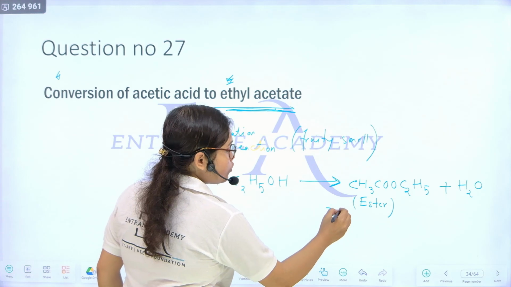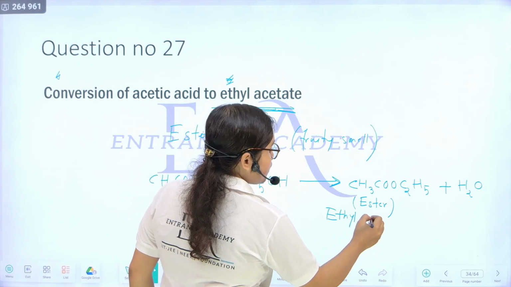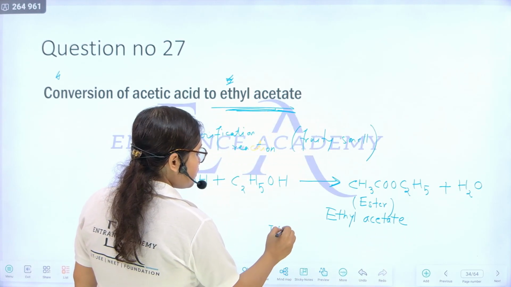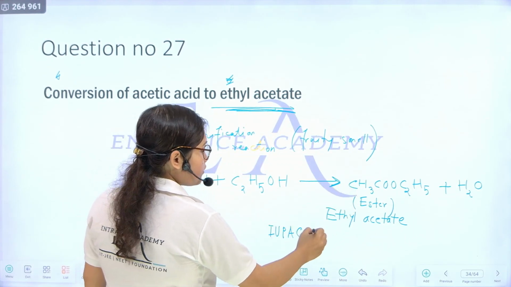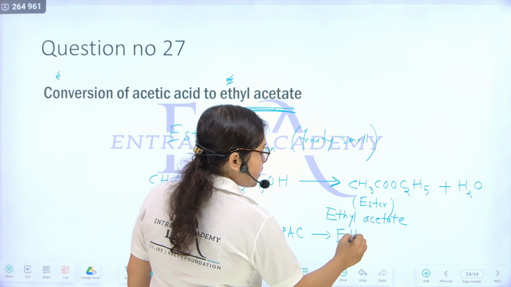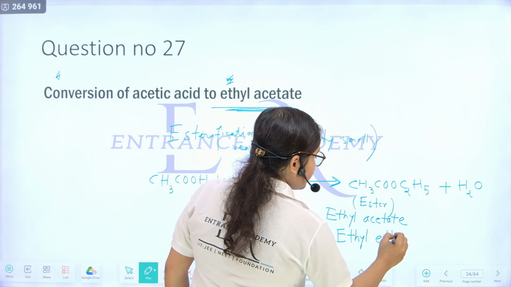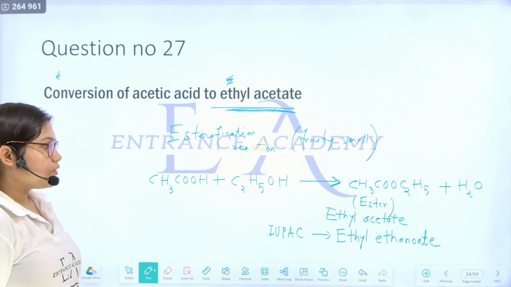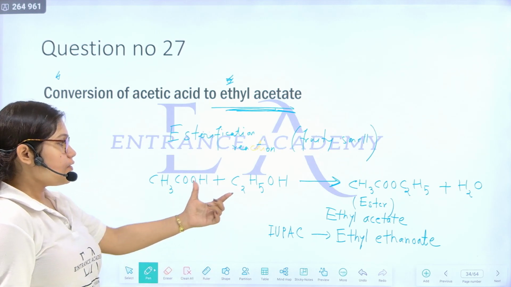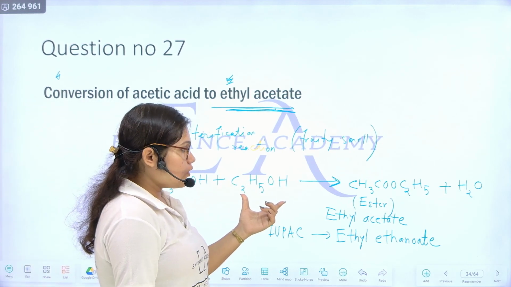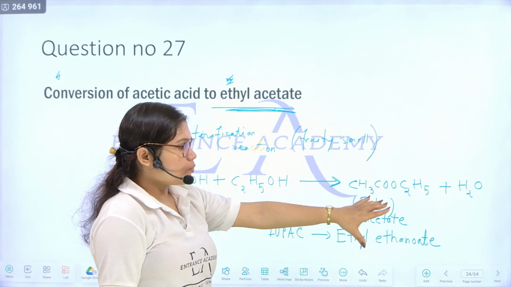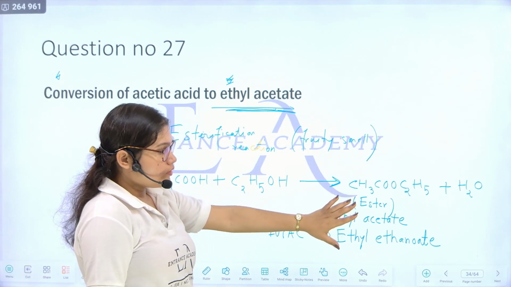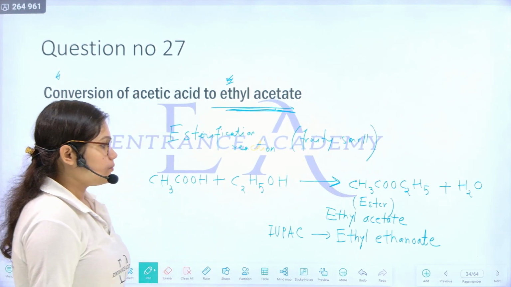Now, two different namings are there. This is ethyl acetate, but you need to know the IUPAC name of this ester, that is, ethyl ethanoate. This is the reaction. When acetic acid reacts with ethyl alcohol, it gives ester, which is ethyl acetate, plus water. This is esterification reaction. Fruity smell of ester is found in this reaction. This is the answer. Most important one.